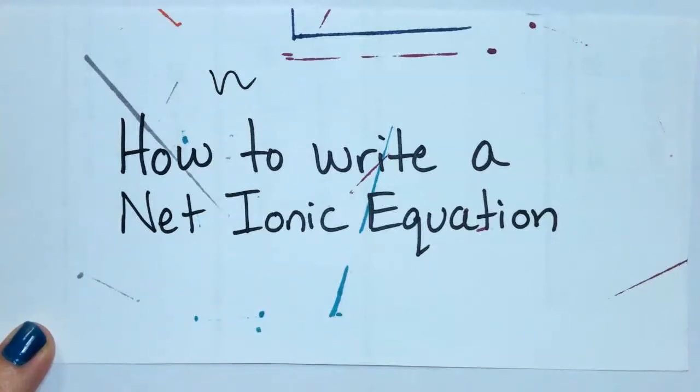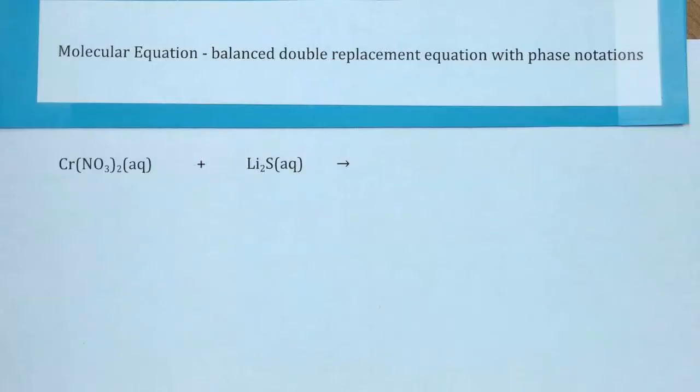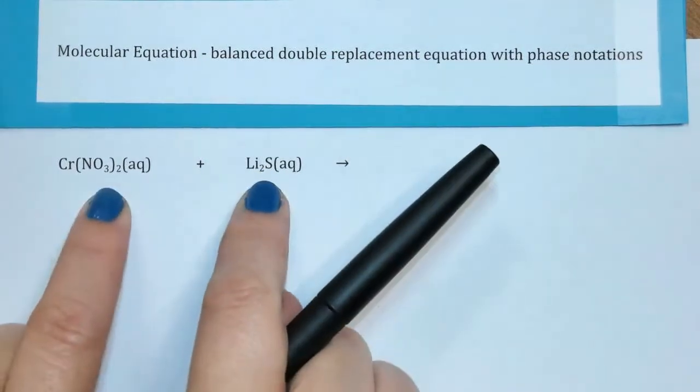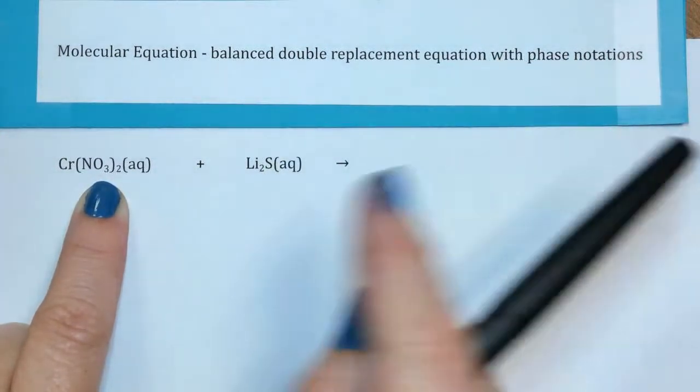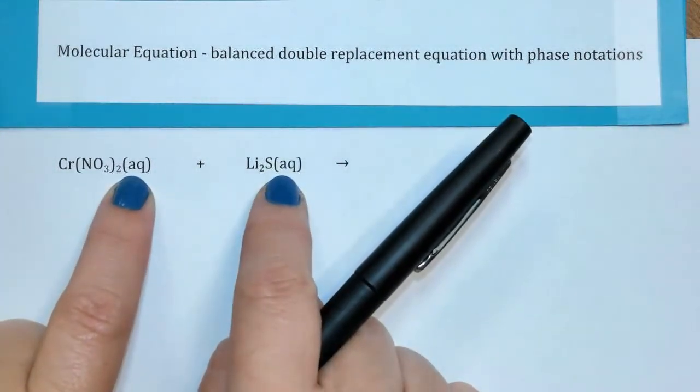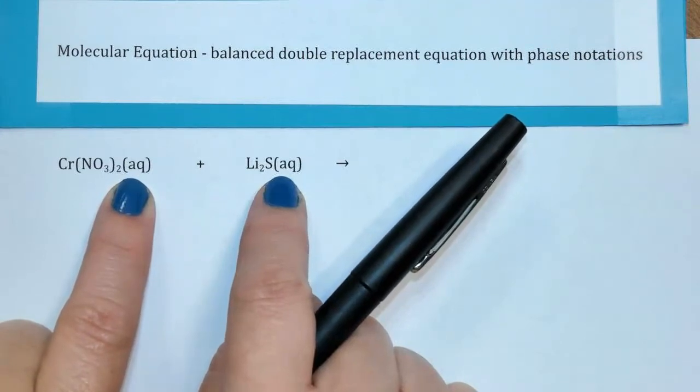This is how to write a net ionic equation. First step in writing a net ionic equation is to write a balanced double replacement reaction and identifying the precipitate. So we're going to write phase notations. Aqueous is a phase notation. S for solid is a phase notation.